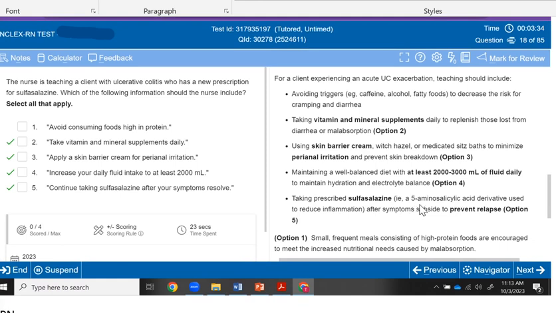Okay, it is a 5-aminosalicylic acid derivative. I think it is actually used in chemotherapy, but I don't know. After symptoms subside, to prevent relapse. Those are just important things. So hopefully that one is helpful.